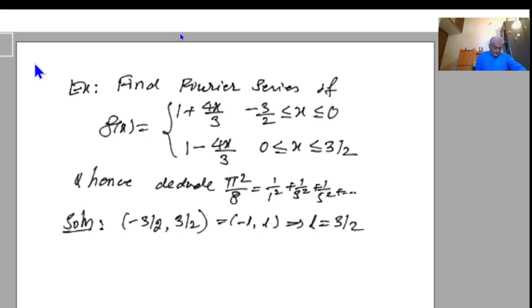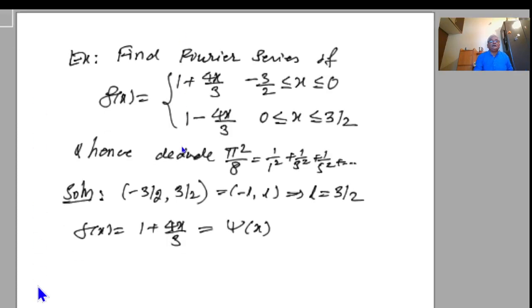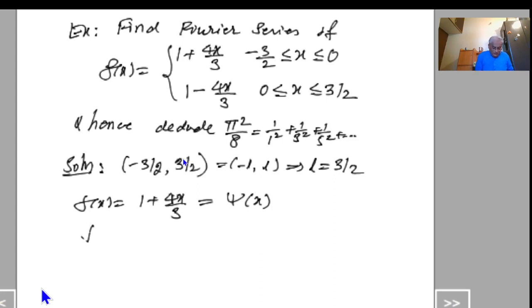And here we have f of x is equal to 1 plus 4x by 3. This is when in the first interval. Let me take this as some psi of x. And similarly, f of x is equal to 1 minus 4x by 3. I'll take this as phi of x. Okay.